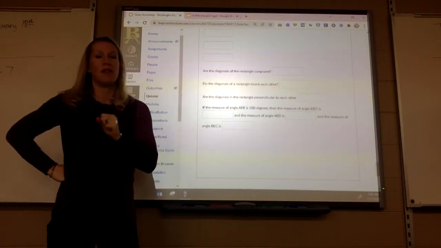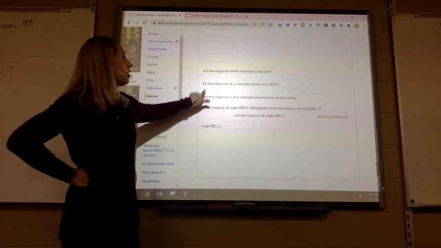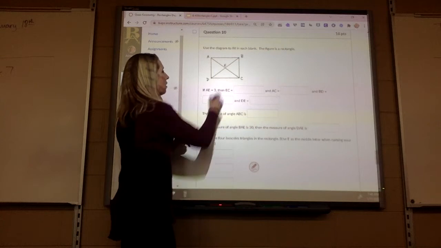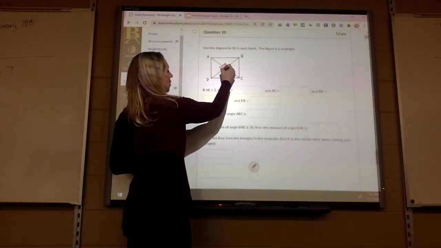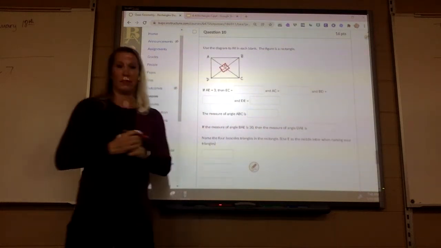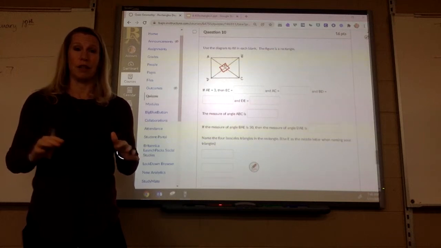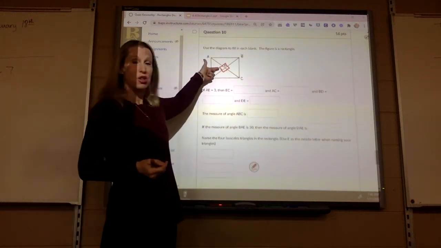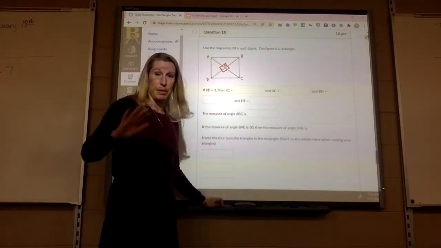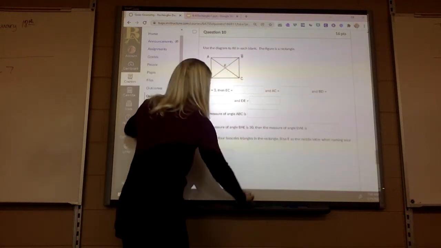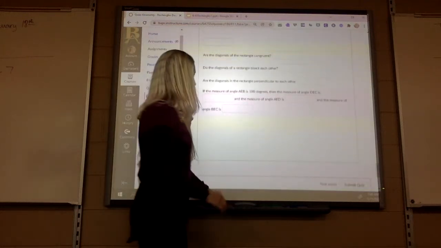Are the diagonals of a rectangle perpendicular to each other? That means, are these angles in here 90 degrees? Well, no, not necessarily. Remember, we had some where this was like 120 degrees. So that would be a no. So perpendicular, no.